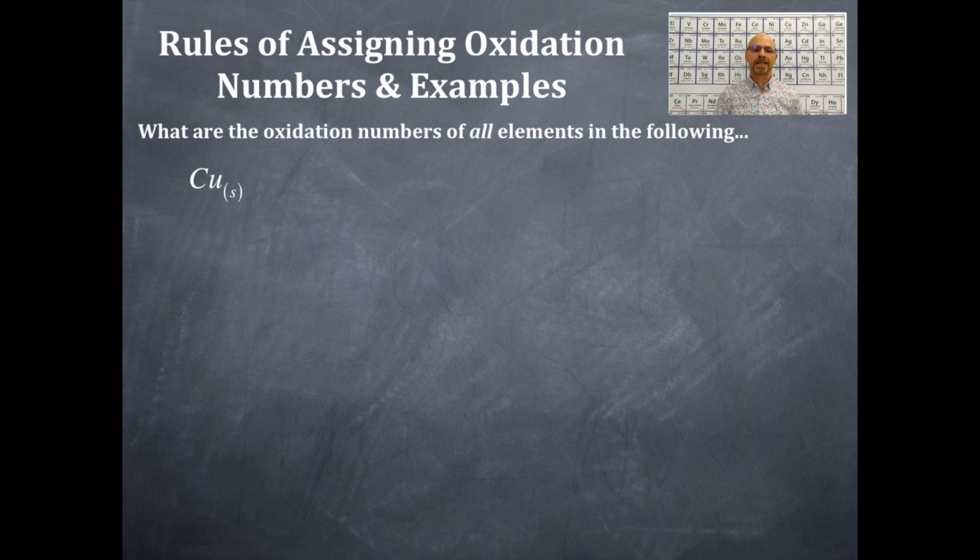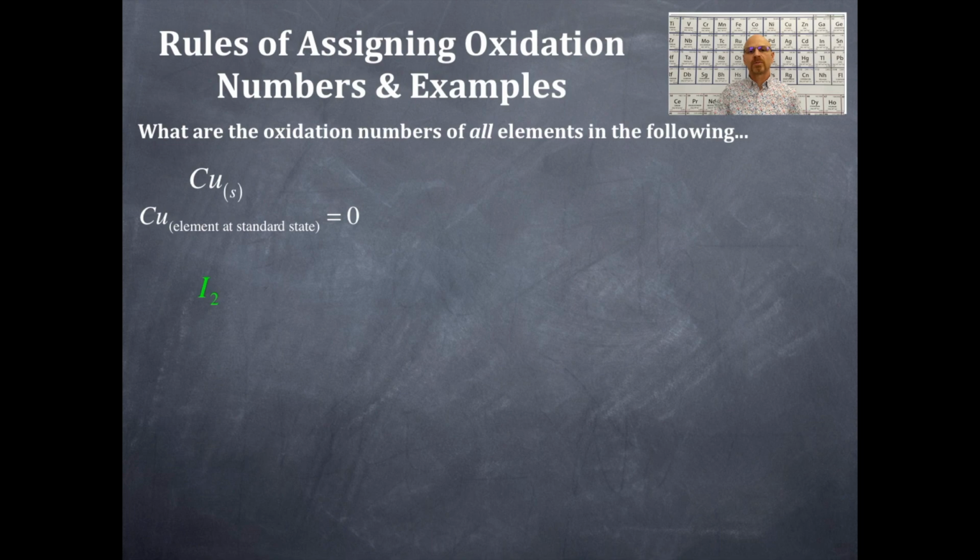So this first one here is copper. It's an element, the metal copper in its standard state, i.e. it's a solid at room temperature and pressure, and since it's an element in its standard state, it would have an oxidation number of 0. Really simple. Okay, then we have iodine.